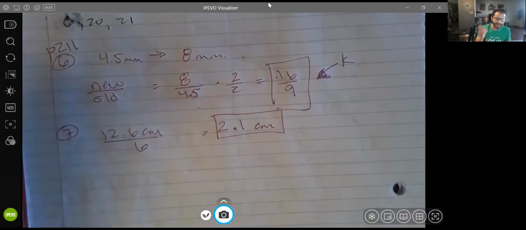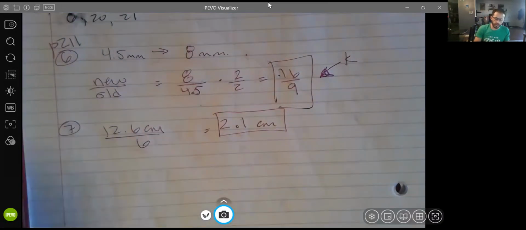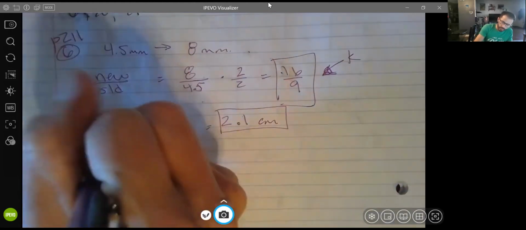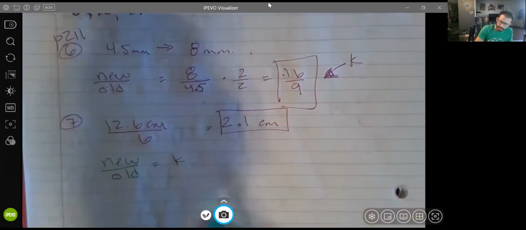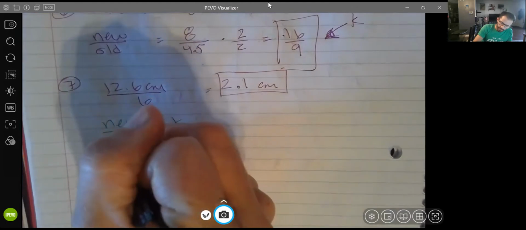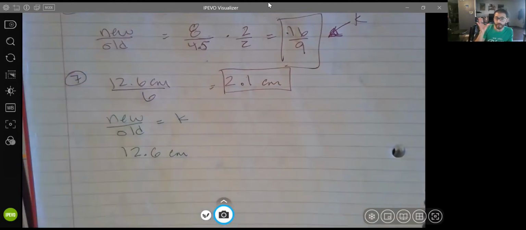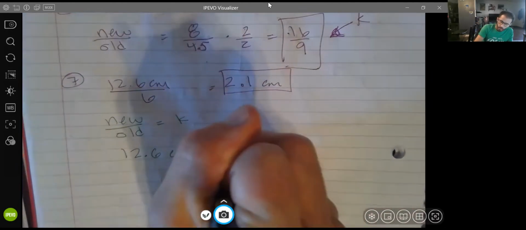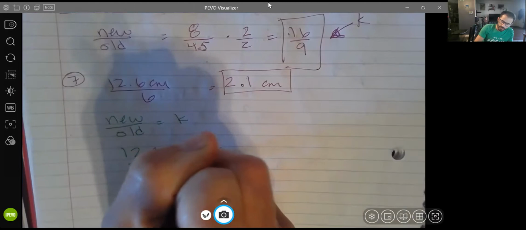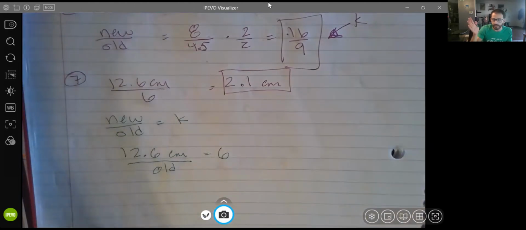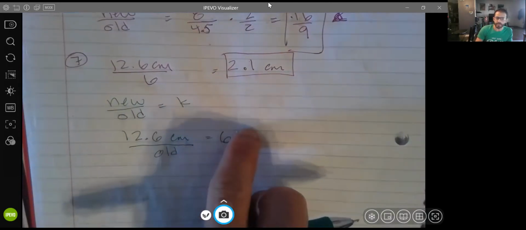Let's just go back a minute. This was like mental math, kind of using some problem solving skills. If you want to go to this formula, new over old is equal to your scale factor. We know that the new length of the spider under the magnifying glass, the dilation, is 12.6 centimeters. We know that the scale factor is 6. So we're really just looking for the old value. You can put a variable in here if you want, it doesn't matter, right? So 12.6 divided by the old value is equal to 6.